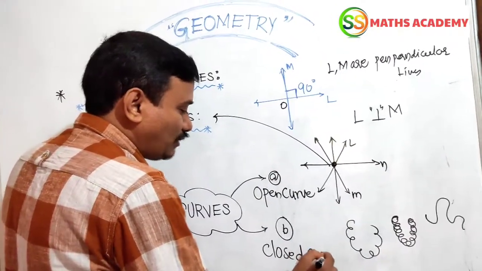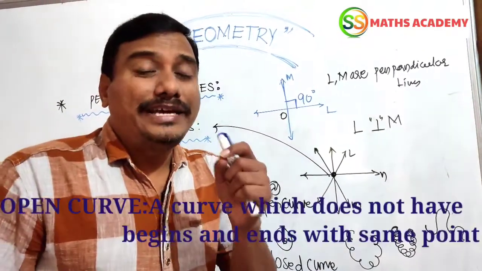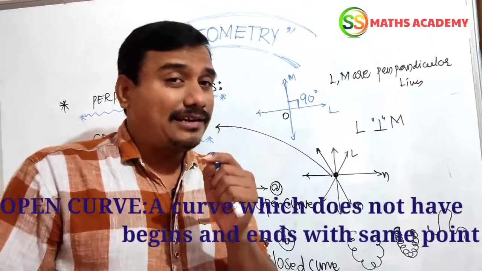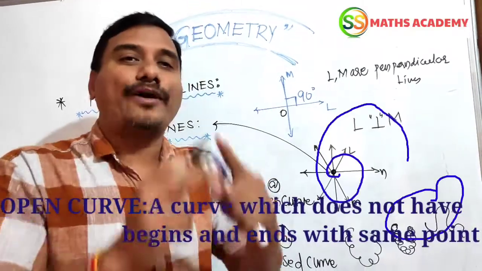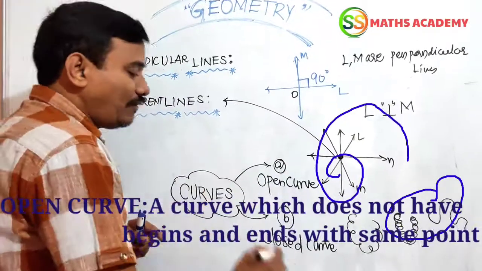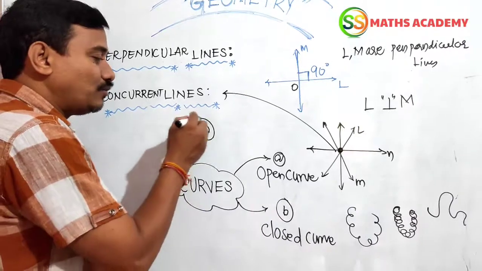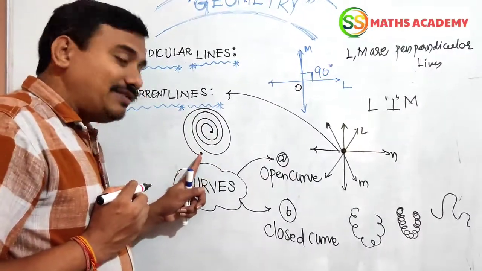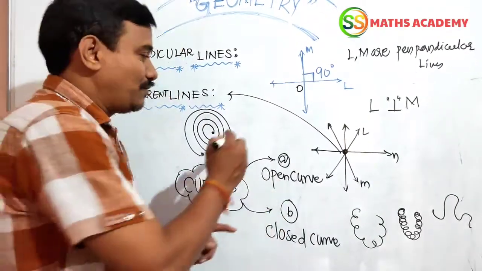What is an open curve? What is a closed curve? Simple. If a line's beginning and ending do not have a common point, then the curve is called an open curve. For an example of an open curve, you see here. A line is started and the movement goes on like this. It begins and ends without a common point. This is an example of an open curve.